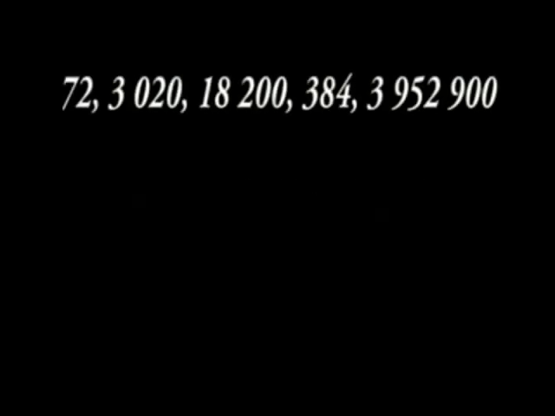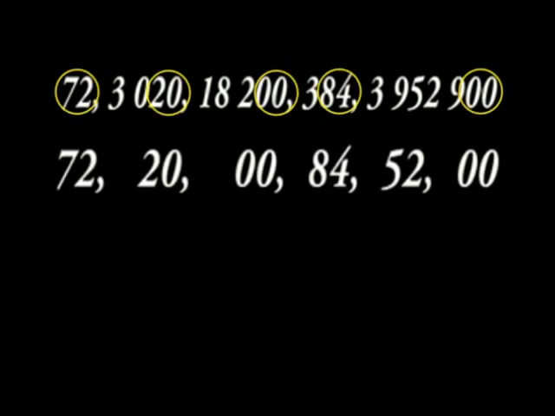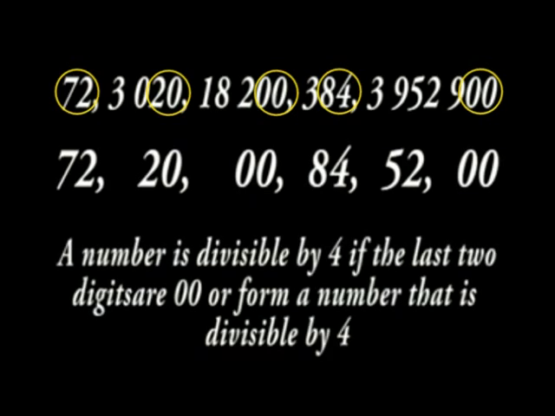Divisibility by 4. Again, consider the numbers below. Confirm with your calculator that all of them are divisible by 4. In these numbers, the last 2 digits are either 0, 0 or form a number that is divisible by 4. That is 72, 20, 84. In summary, a number is divisible by 4 if the last 2 digits form a number that is divisible by 4 or are 0, 0.